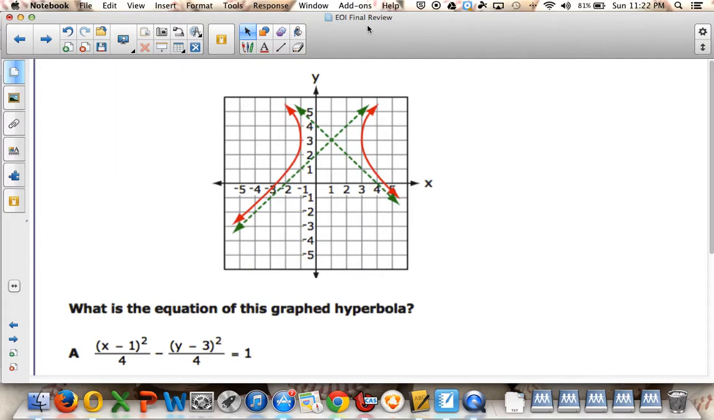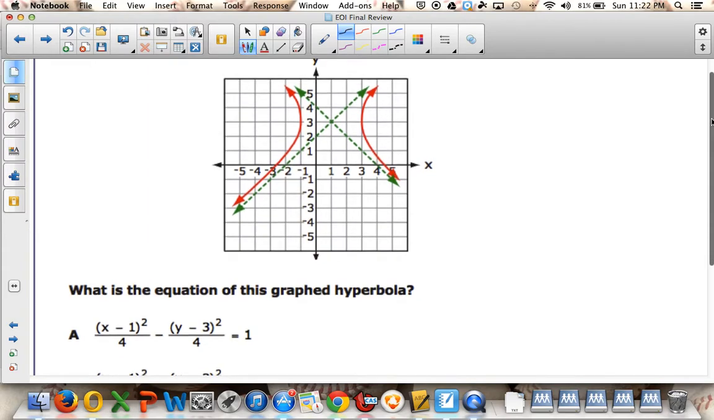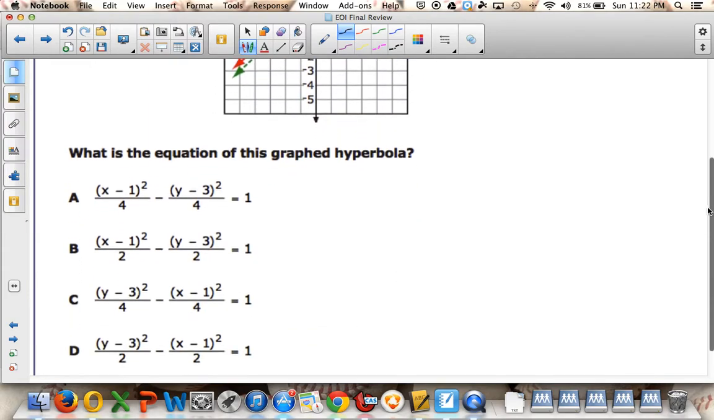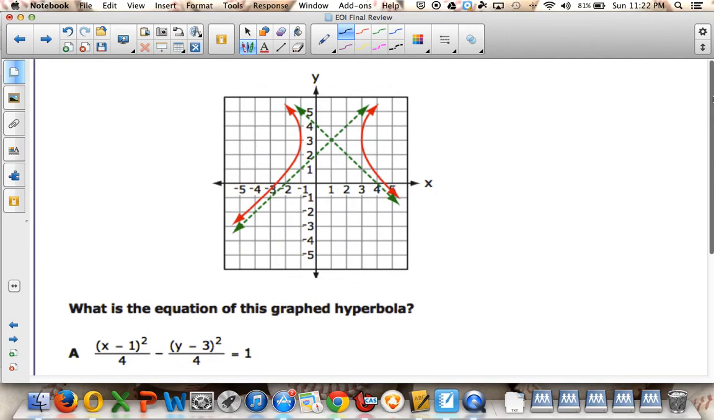Question: what is the equation of this graphed hyperbola? So we know it's a hyperbola. What we need to know now is whether it's a vertical or horizontal parabola. It is a horizontal parabola because it touches the x-axis.